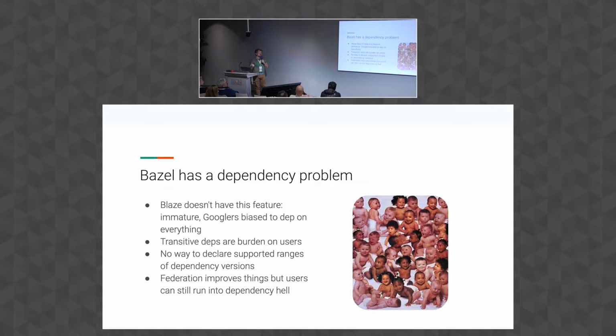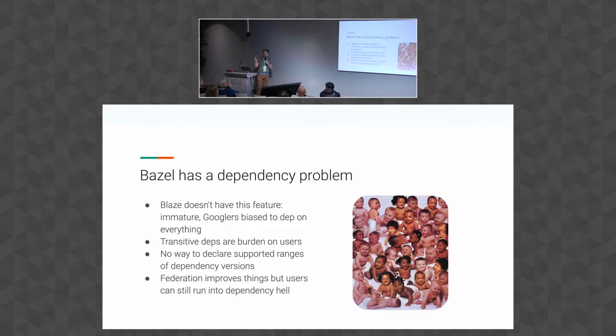your workspace file is complicated. There's no way, even if we had a better way to write the workspace file, we're missing a lot of information, which is that we don't know what range of a certain dependency is supported. So Florian talked about rules go depending on Bazel Skylib, for example.